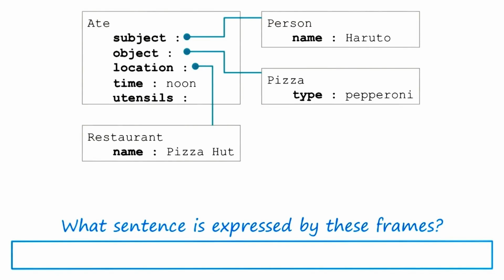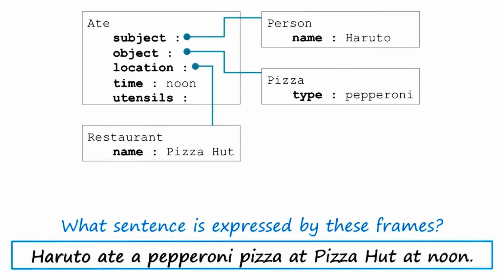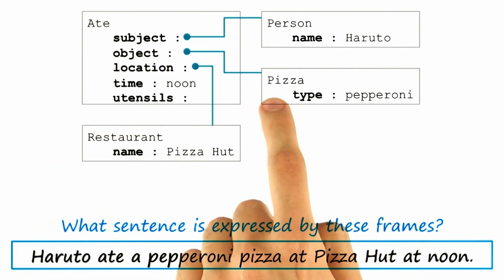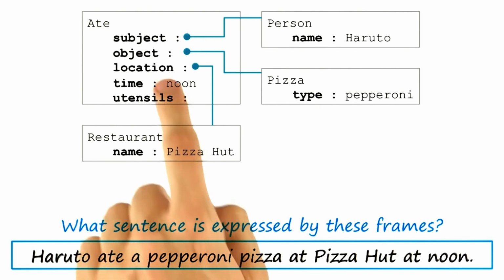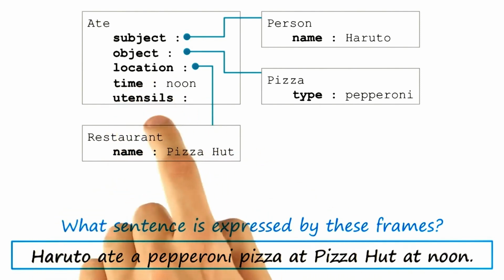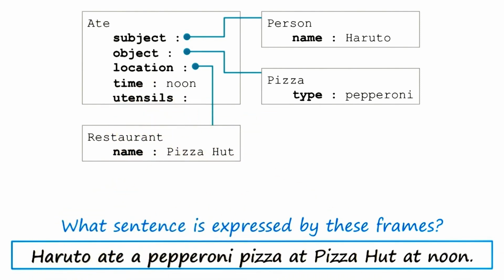Let us do an exercise together. Imagine that there is a set of frames here that are capturing some conceptual knowledge. What sentence is expressed by these frames? What did you write, David? So there's probably more than one sentence that could have been given here, but for me what I got was that I started with the person and said Haruto is the person doing the eating. What he ate was a pepperoni pizza. He did it at Pizza Hut, and the time was noon. Didn't have any information about the utensils, so that's not included in the sentence.